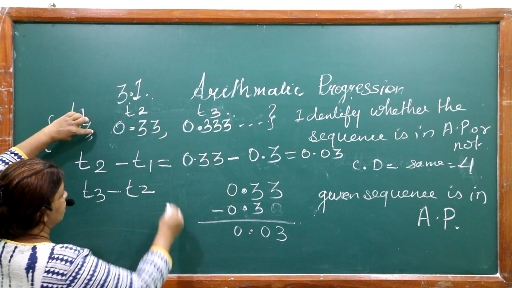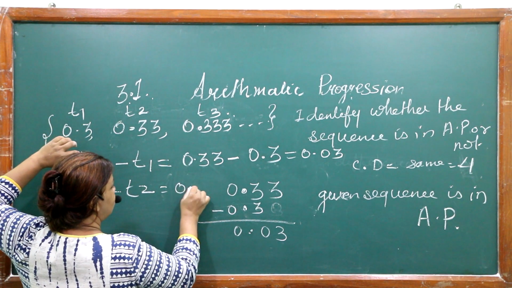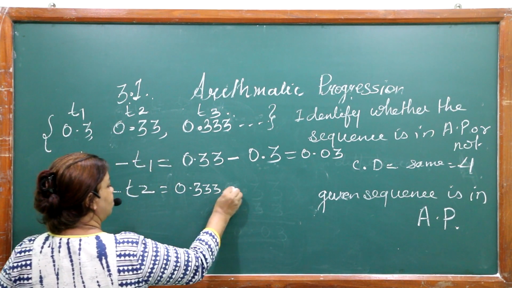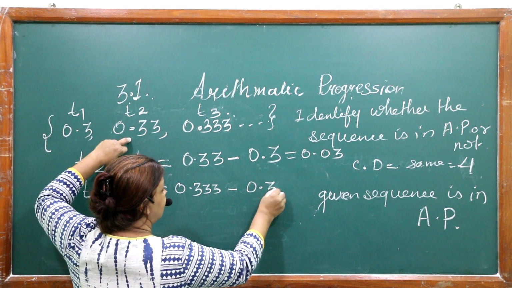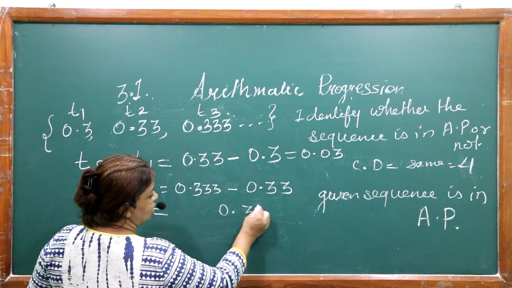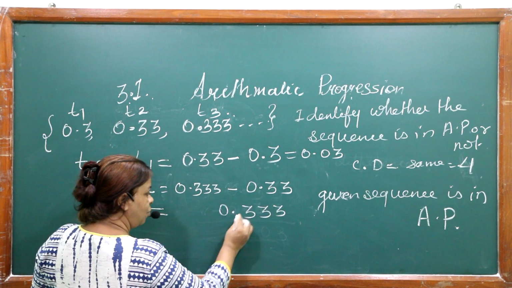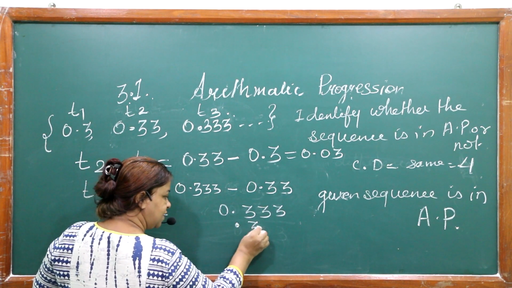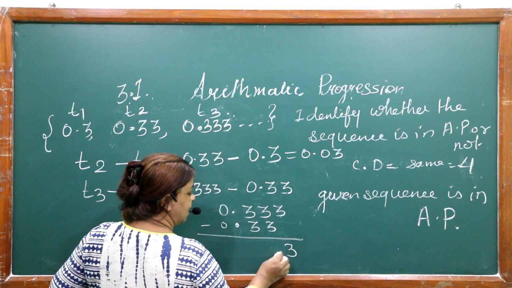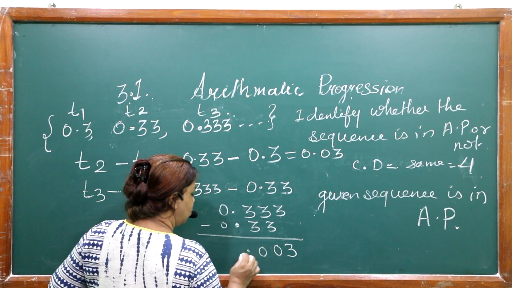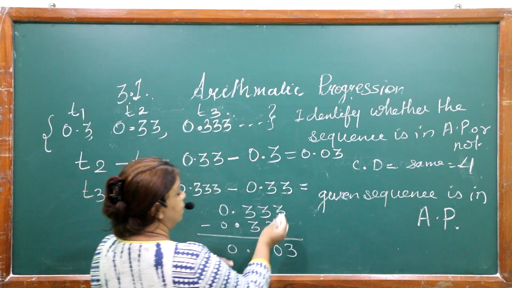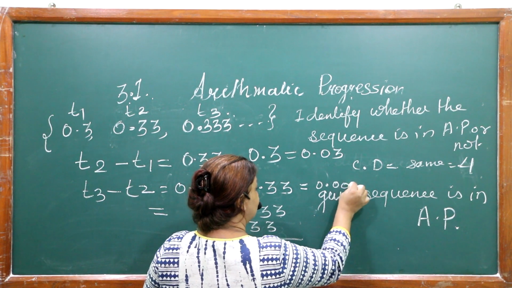What is T3? T3 is equal to 0.333 minus 0.3 and 3. Now again subtraction, 0.1, 2 and 3. Below point I'll write point, then the next 2 digits, and I'll do the subtraction. 3 minus 0 is 3. 3 minus 3 is 0. 3 minus 3 is 0. 0.0. So what is the difference I'm getting between these two terms? This is 0.003.